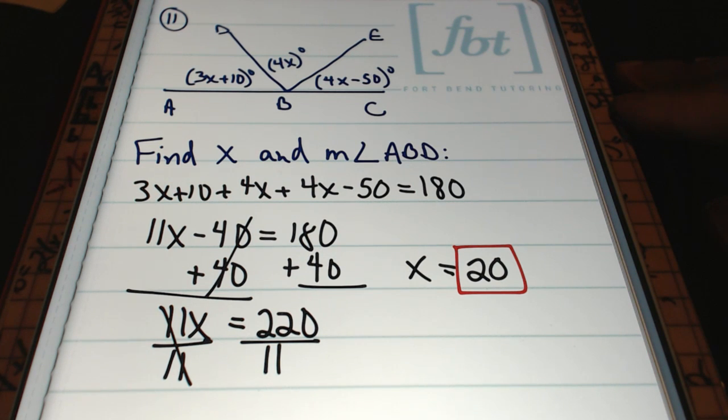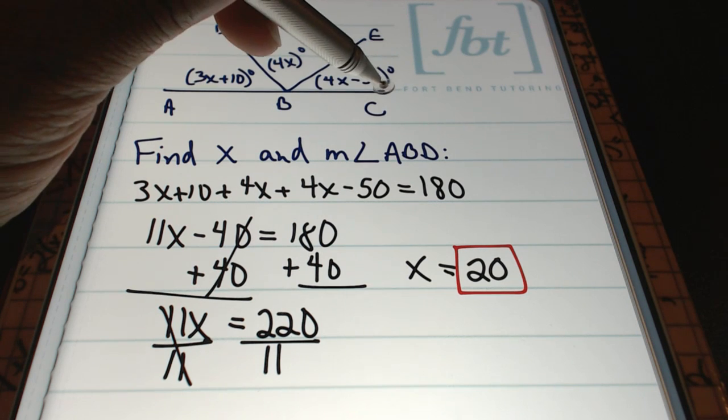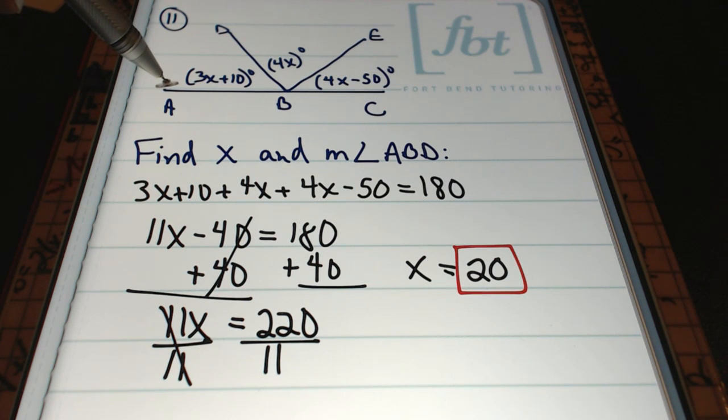And then in order to answer the second question, what is the measurement of angle ABD? Simone says, is it always 180 degrees? Yes, it is always 180 degrees when it comes to a straight angle, because these three angles combined make a line, Simone. It equals 180 degrees every single time.